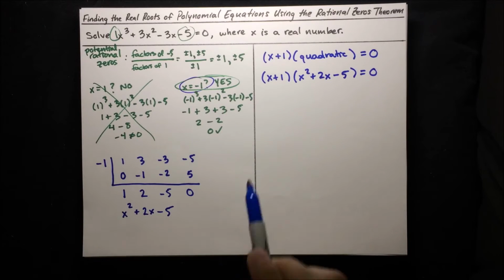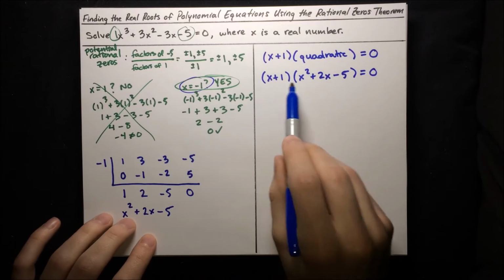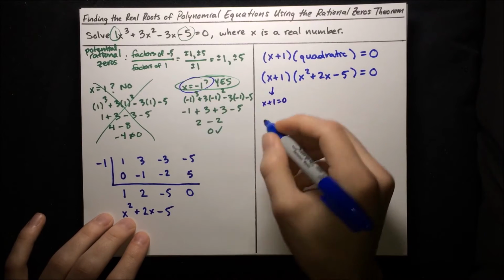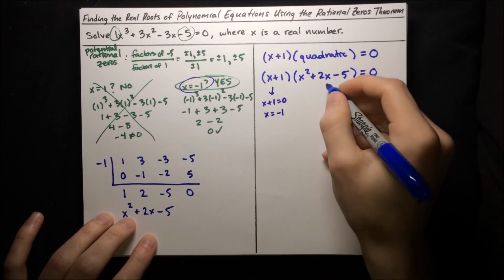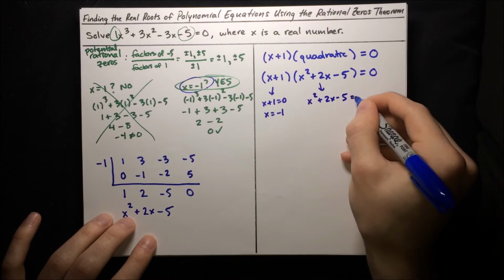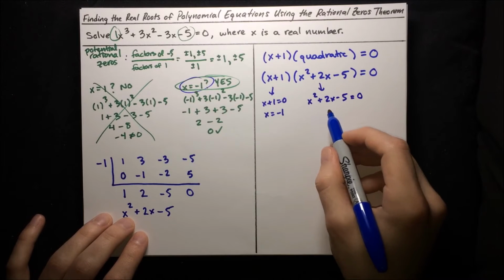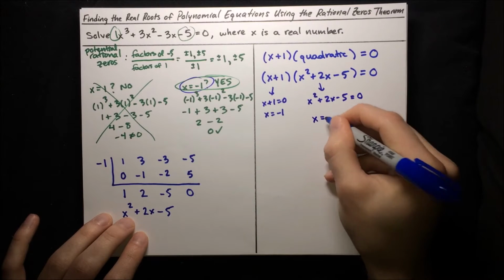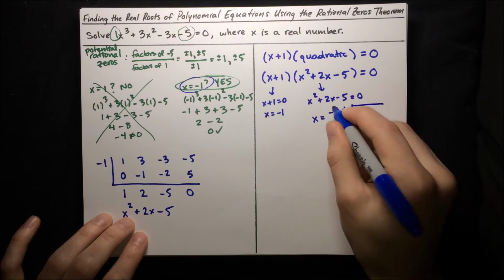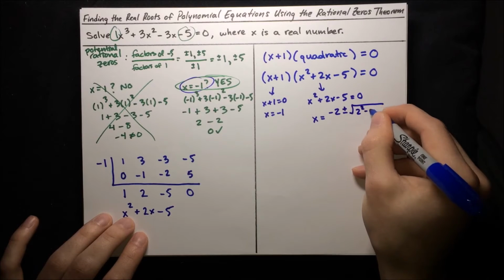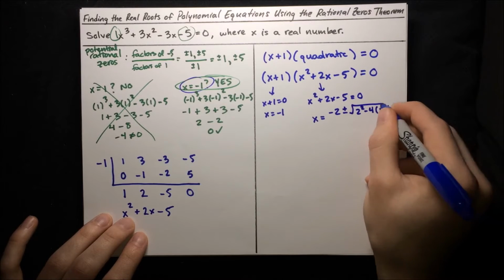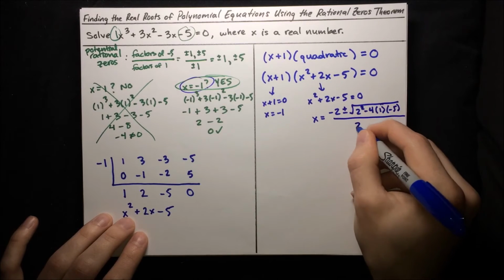Using the zero product property, we know that either this factor is 0 or that factor is 0. So x plus 1 equals 0. We already solved for that: x equals -1. Now the other factor equals 0: x squared plus 2x minus 5 equals 0. That's not easily factorable, so let's use the quadratic formula. x equals -b, so -2, plus or minus the square root of b squared, so 2 squared, minus 4 times a, which is 1, times c, which is -5, all over 2a, all over 2 times 1.